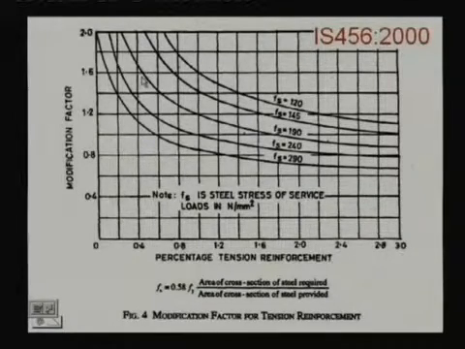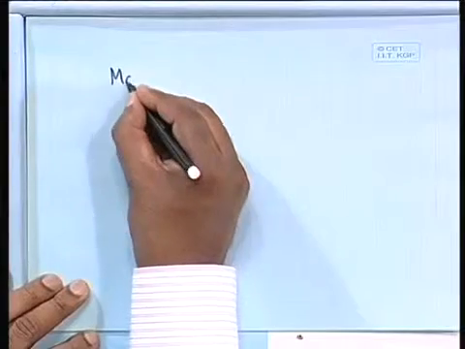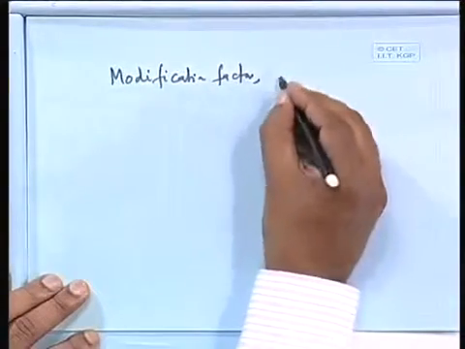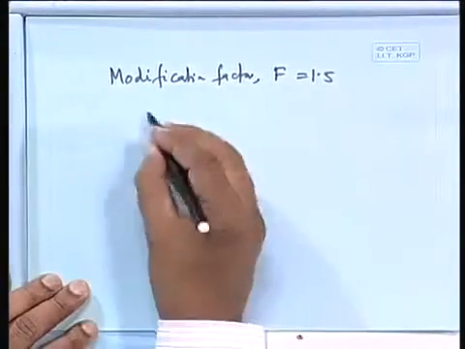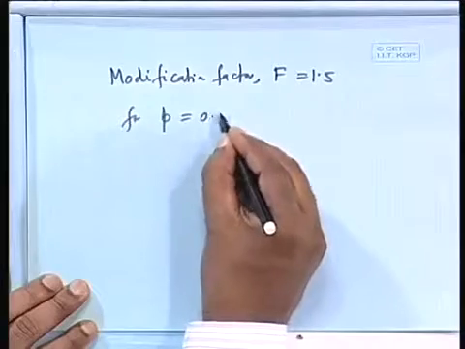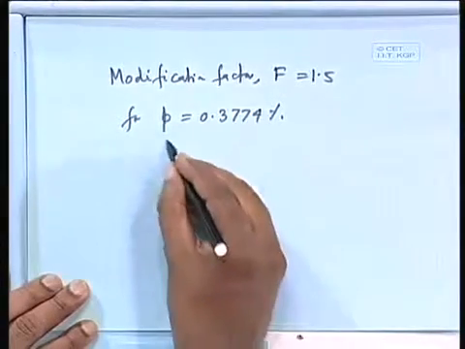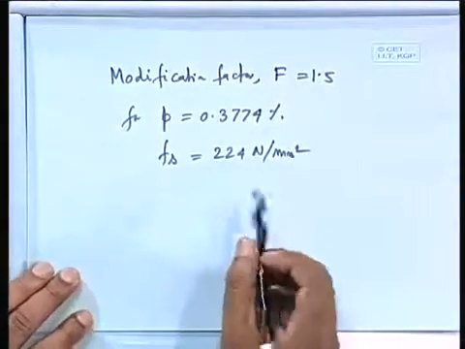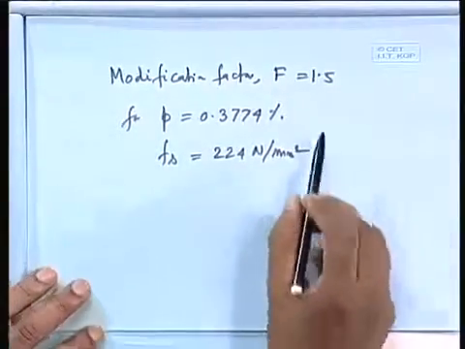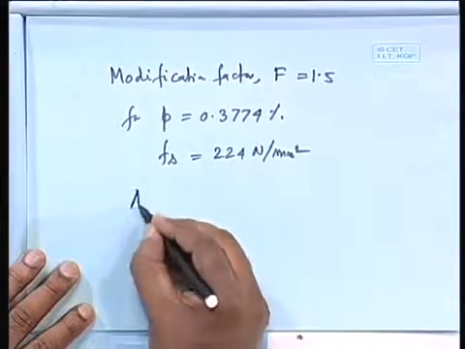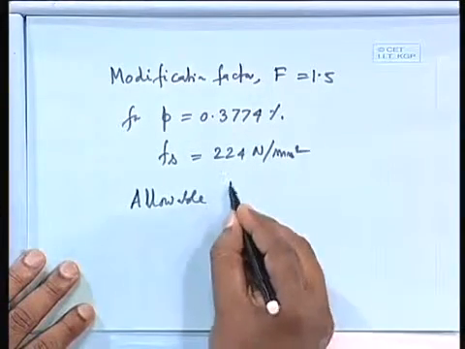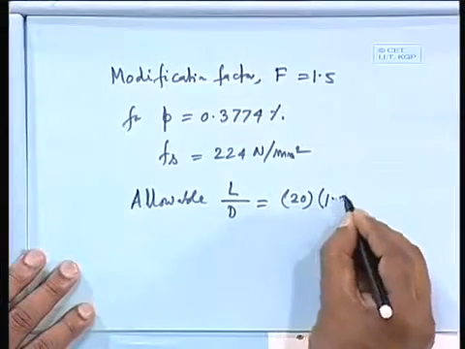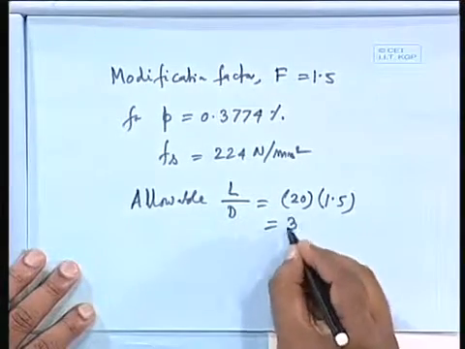So modification factor for p equal to 0.3774% and Fs equal to 224 Newton per square millimeter. So that we can take it and we can find out that F equal to 1.5. So allowable L by d equal to 20 times 1.5 equals 30.